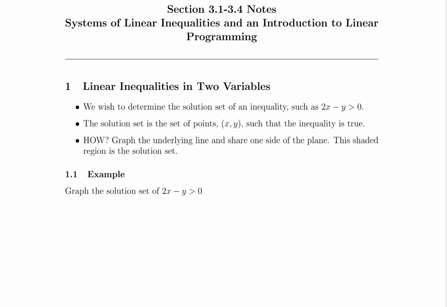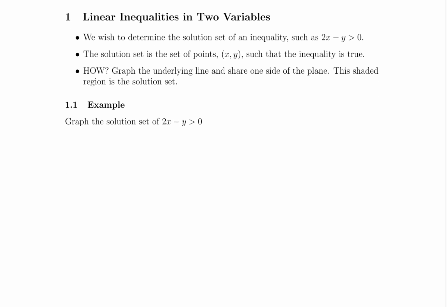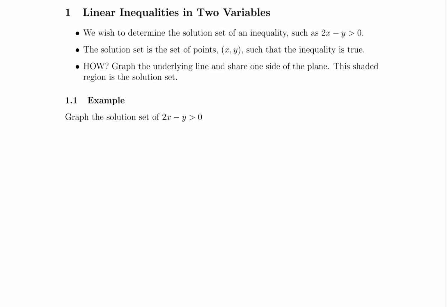Let's start by just solving a single linear inequality. So we're going to look at the solution set of 2x minus y strictly greater than 0. In order to find the solution set, we're first going to graph the underlying line that represents the solution if we were to write this as an equation. So we're going to graph 2x minus y equals 0. We could rewrite this as simply 2x equals y. So this is the graph y equals 2x.